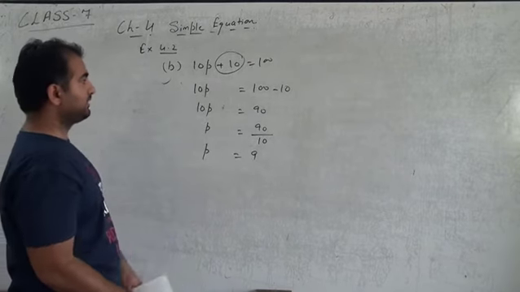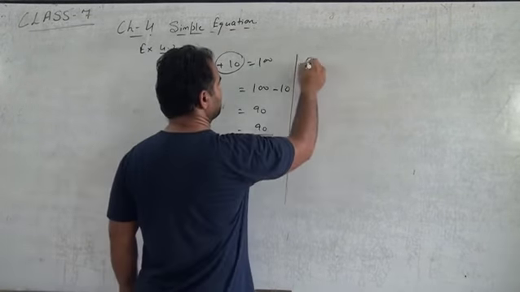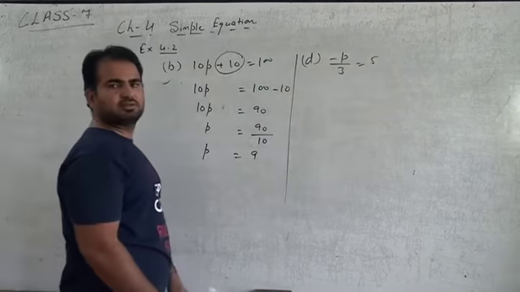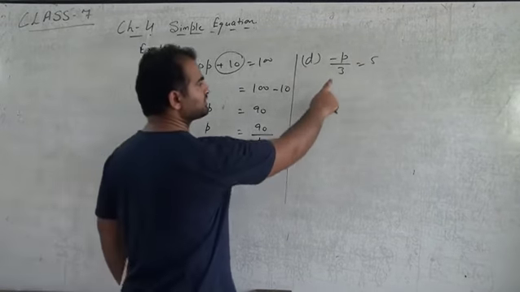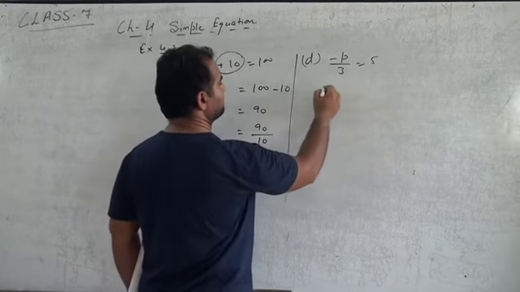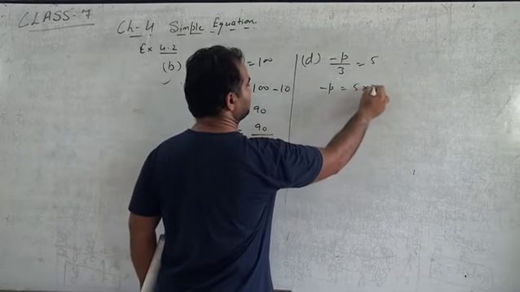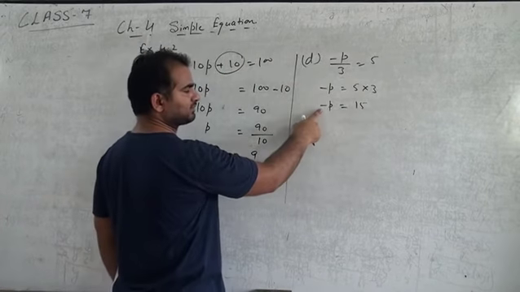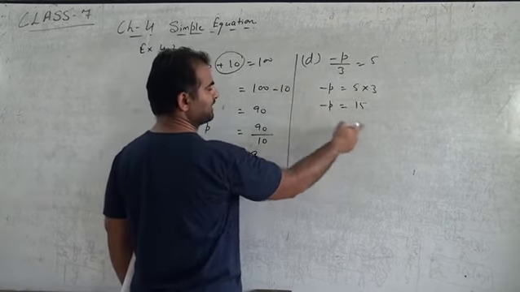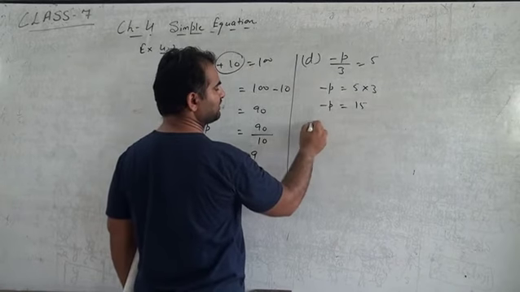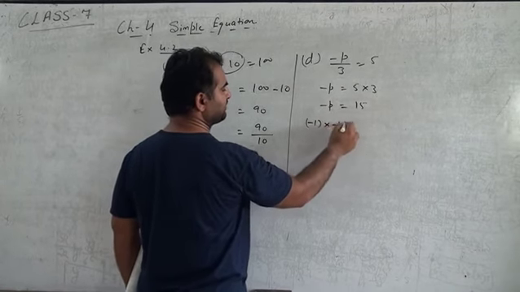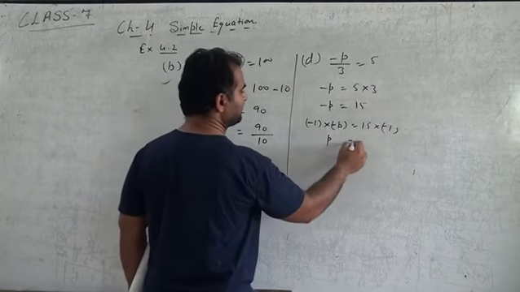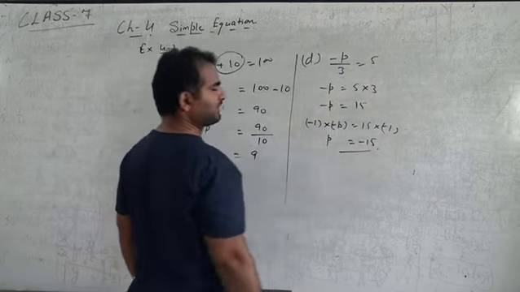Next, look at question number D. Minus P upon 3 equals 5. Okay. So what we have to do is get rid of this 3. So it will be minus P equals 5 into 3. So minus P equals 15. And we have to get rid of this minus also. So we will multiply both the sides by minus 1. So minus 1 into minus P equals 15 into minus 1. So it will be plus P equals minus 15. This is the final answer.